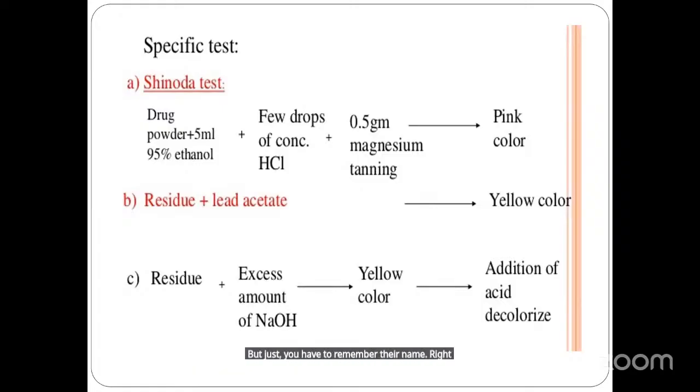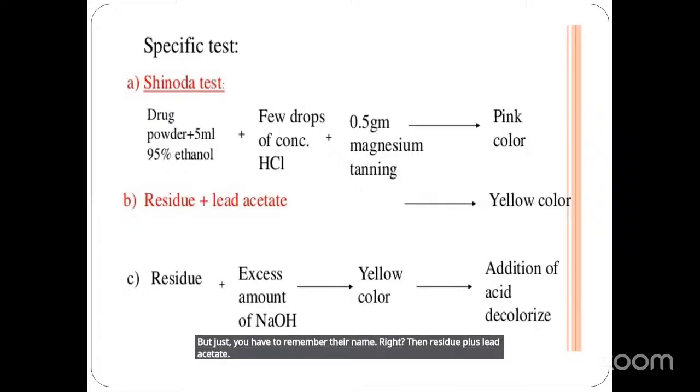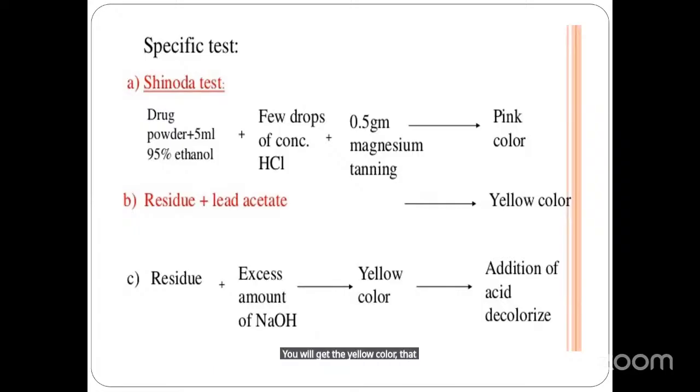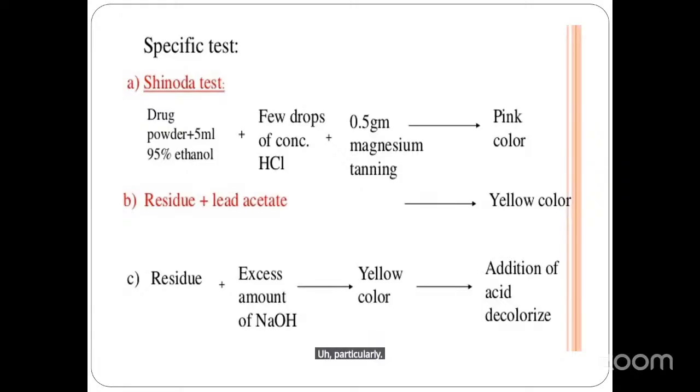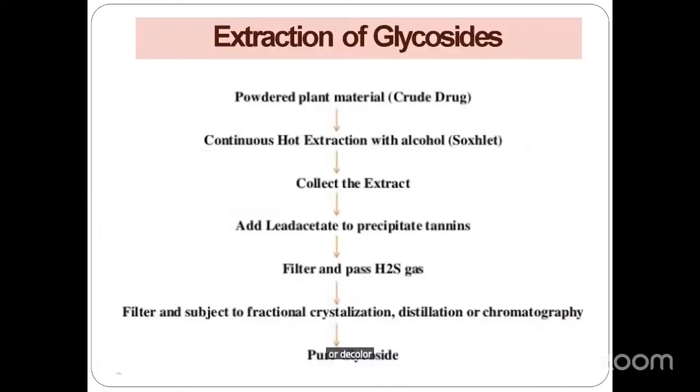Then residue plus lead acetate, you will get a yellow color. That is a general test. Whenever there is a residue, you have to add an excess amount of NaOH, right? You have to add the excess amount of NaOH, that gives the yellow color. Addition of acid, charcoal, and that can be decolorized, right?